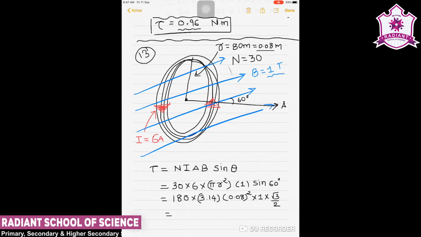So when we put all these values, what will be the answer that we will obtain? That is about 3.1 Newton meter. So this will be the value of the torque acting on this coil. So obviously the same value of counter torque we have to apply. So we can say that this much counter torque we have to apply on this coil so that it will not have any fluctuation.